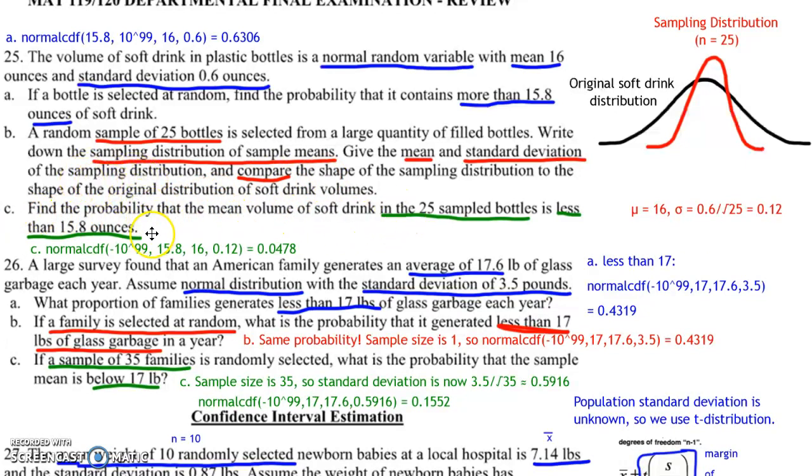Now for letter C, it asks us to do normalCDF. The only thing that changes from A to C is it's asking for less than 15.8 ounces, so we're using a different lower bound.